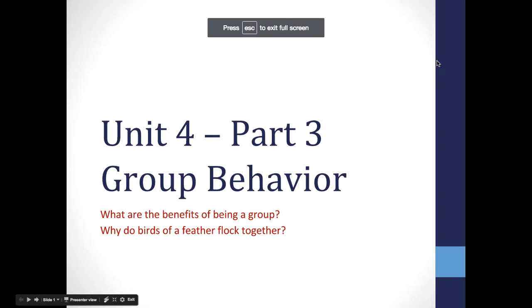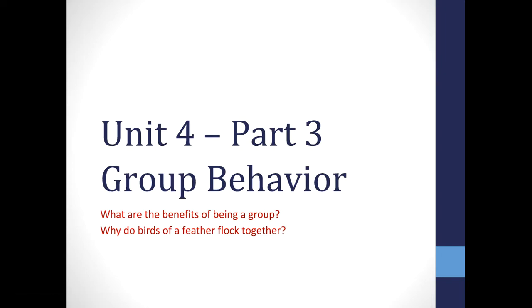Hello, everyone. This is the last part of Unit 4, Part 3, which is animal behavior. Notice that it's still Unit 4, so we're still looking at it from a perspective of evolution and fitness and natural selection. So keep that in mind as we move forward. The two questions that we're going to focus on are: what are the benefits of being a group, and why do birds of a feather flock together?